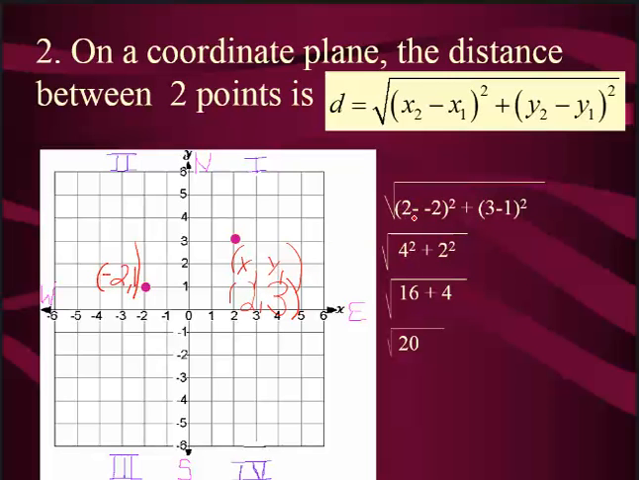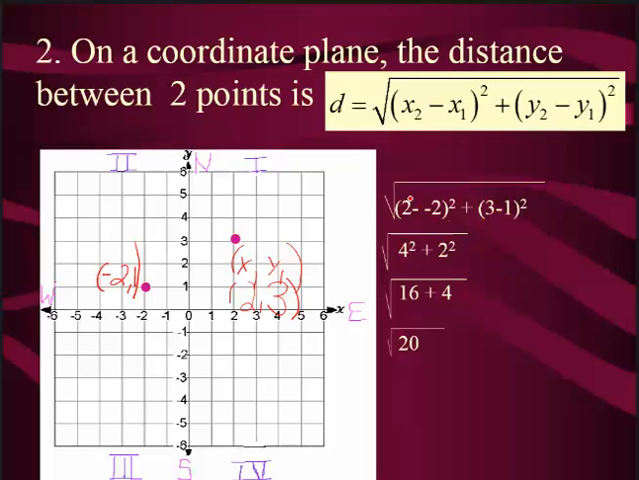Then I subtract, just like the formula says. I just go straight through the formula. And then I subtract my other x value, -2. So that's where the -2 came from. Then I have to go back to the same point that I started with in the first set of parentheses. Put its y value 3 here. Subtract the y value of my other point, 1.